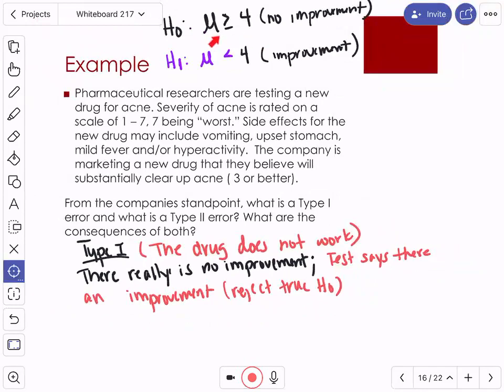My null says that if a value is greater than or equal to 4 in this case, there's no improvement. Less than 4, there is an improvement. I'm hoping to show this right here, by the way, that it's less than 4.